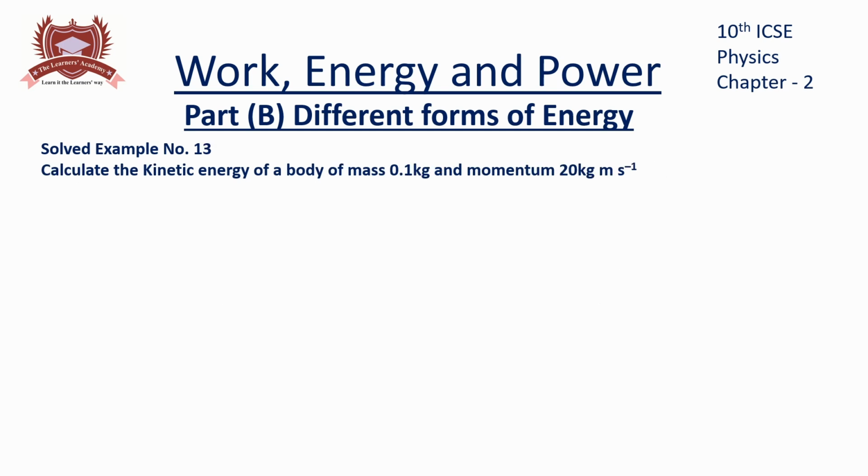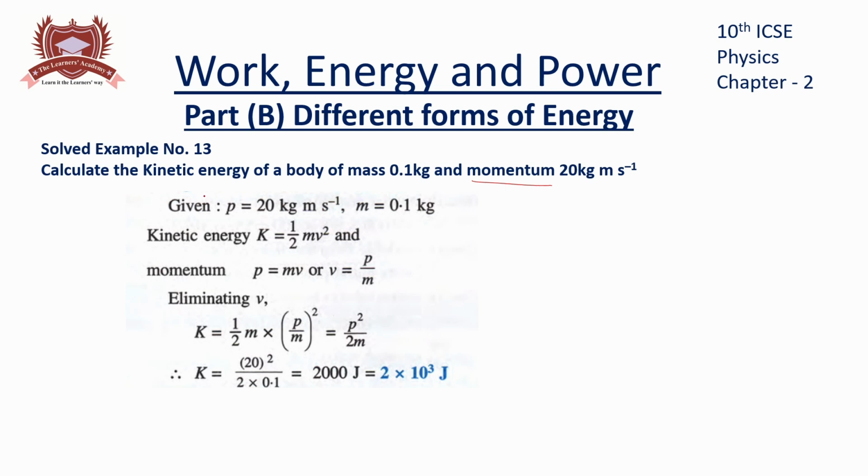In the next example, we have to calculate the kinetic energy of a body of mass 0.1 kilogram and momentum 20 kilogram meters per second. Now here the momentum is given and we have to find the kinetic energy. So let's see how we can do it. We know that momentum is 20 kilogram meters per second and mass is 0.1 kilogram.